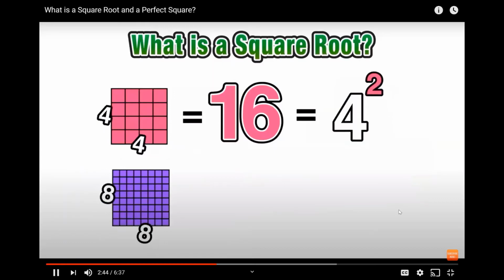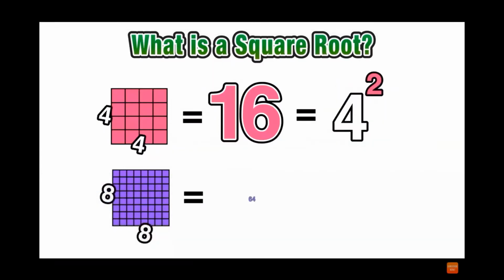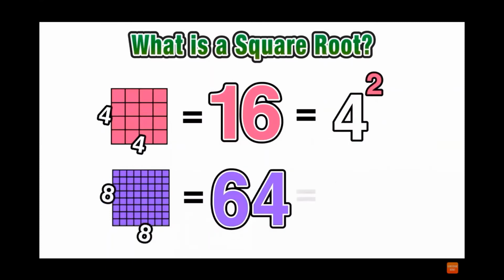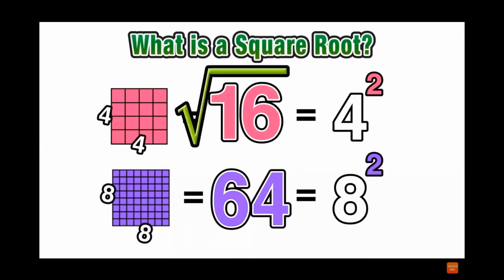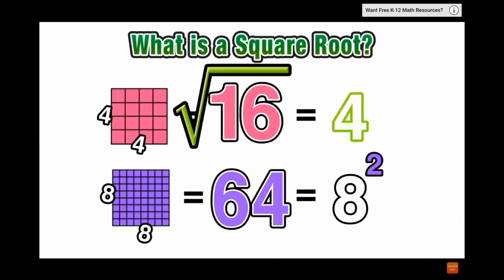And 8 times 8 is equal to 64, which we know is equal to 8 squared. Notice again that 4 and 8 are both whole numbers. Now, if we take the square root of 16, our result is 4. And if we take the square root of 64, our result is 8.